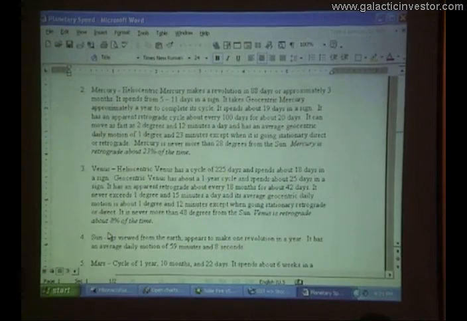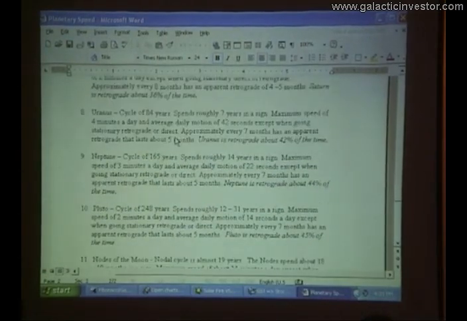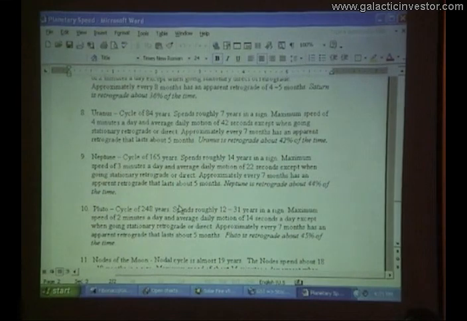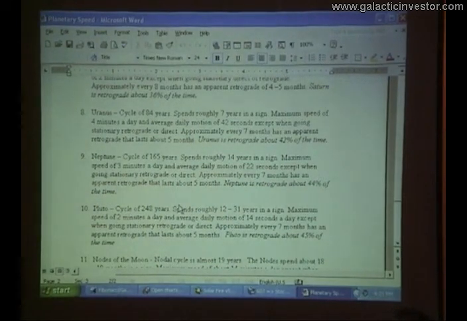Now, if we scroll down to Neptune, Neptune's retrograde 44% of the time. Approximately every 7 months it goes retrograde. That lasts about 5 months. But for both of them to happen on the same day, that's a warning sign that this isn't just a short-term reversal or a minor change in trend, that it's something maybe longer term. And how long do you think it will last? Well, maybe until Venus goes direct again.